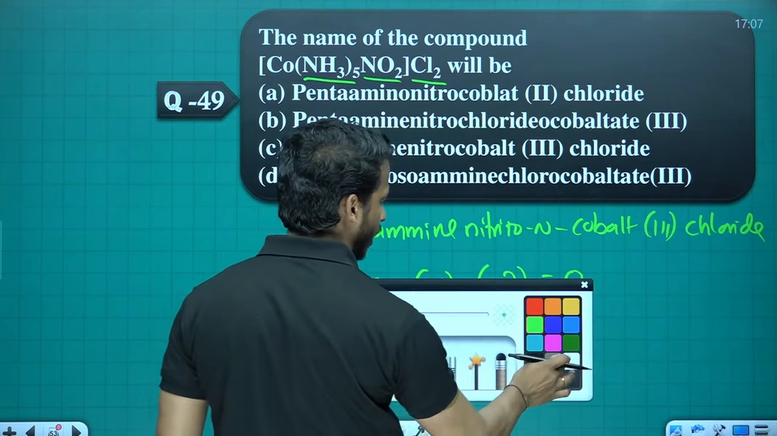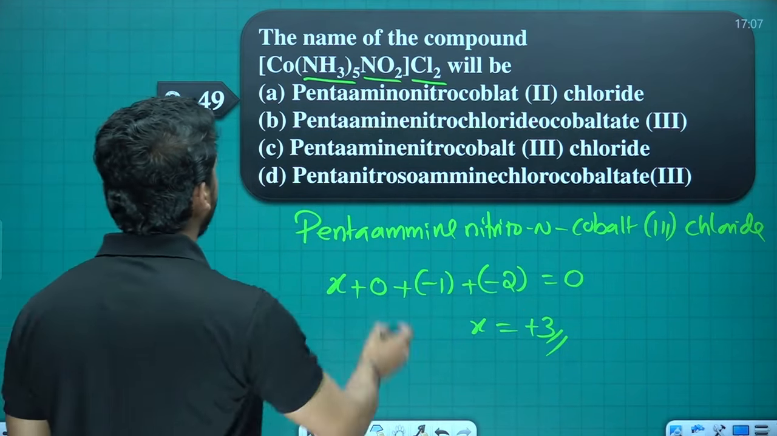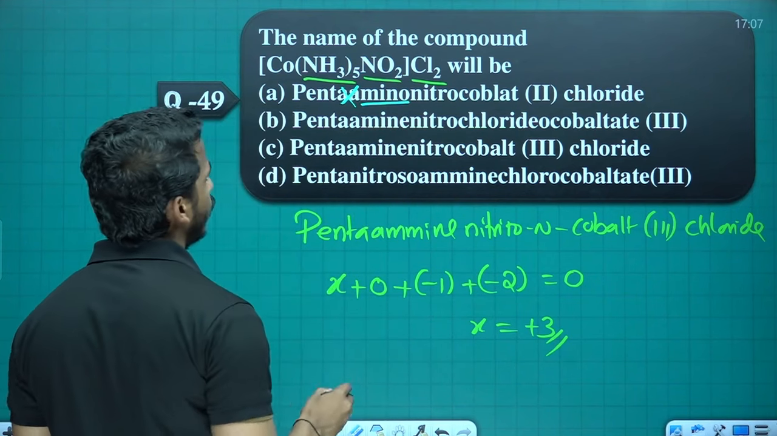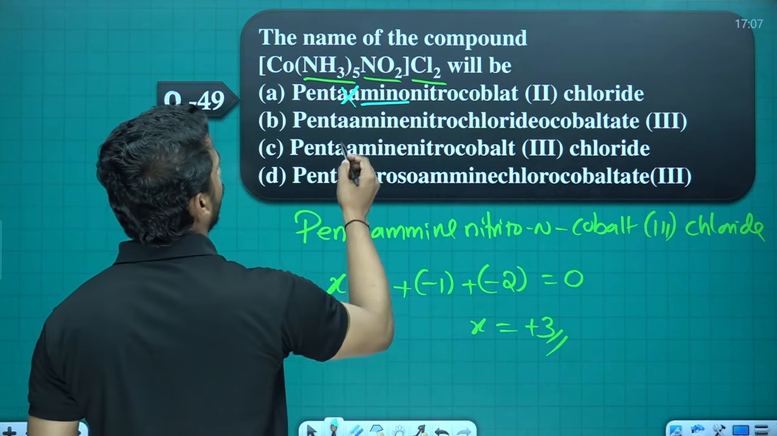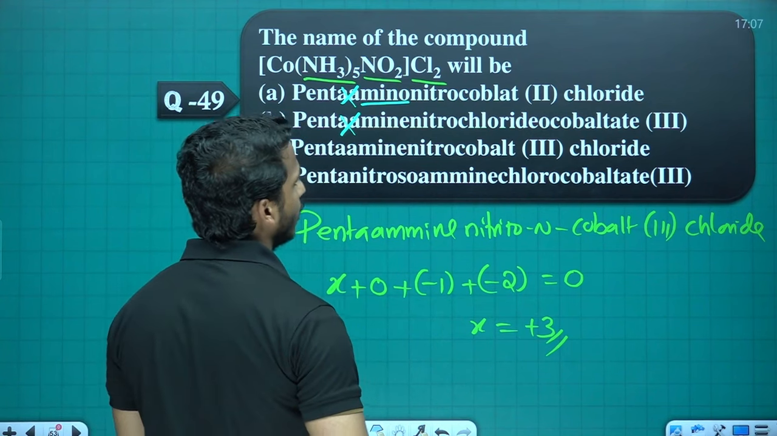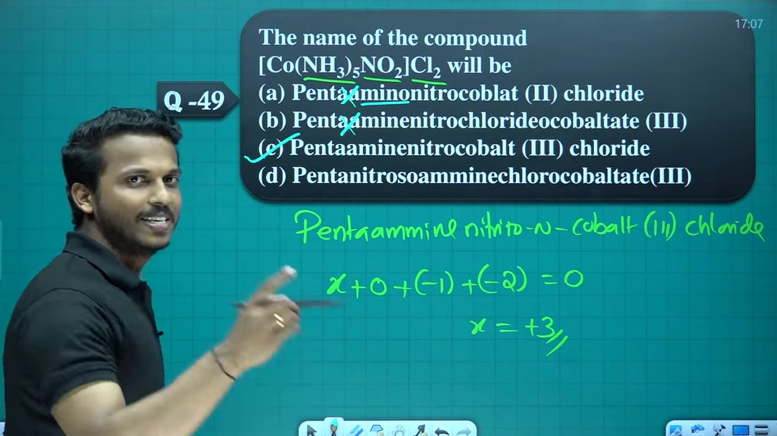So check it all. Where is this answer, my dear? Pentaammine. We won't write pentaammino. That's wrong. Pentaammine. Nitro. That's okay. Nitro. Chlorido. No, chlorido is not inside. Pentaammine, nitro, cobalt(III) chloride. Yes, option C is the correct one, right?